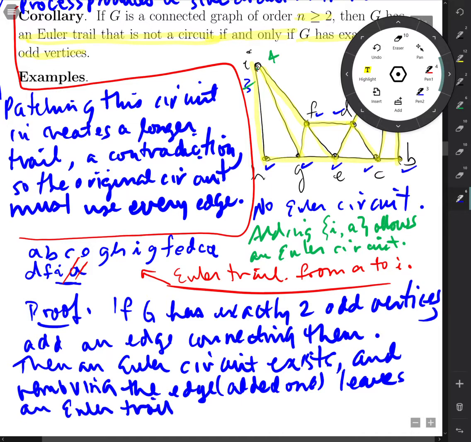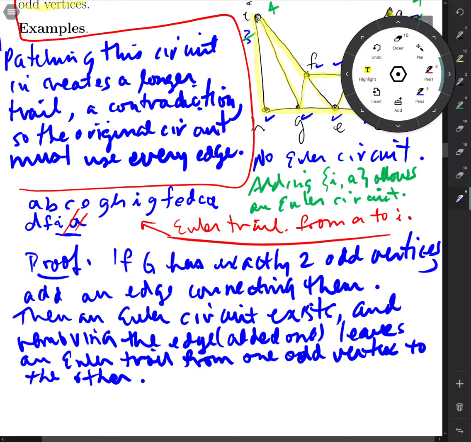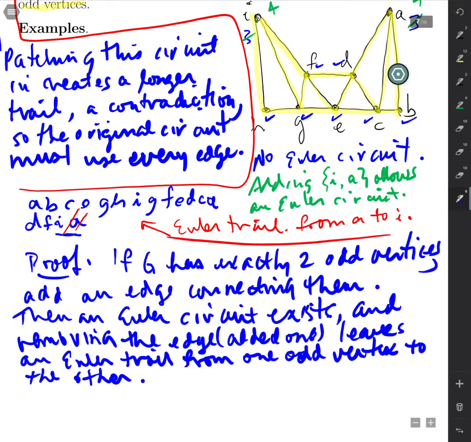And by the way, what happens is an Euler trail goes from one odd vertex to the other. It starts at one and ends at the other. That's the way it must be. So that's how you can show that if you have exactly two odd vertices, then there is an Euler trail, and that is not an Euler circuit. And it works exactly the same way the other way around. Suppose there's an Euler trail that is not an Euler circuit, then the start and finish must be odd.